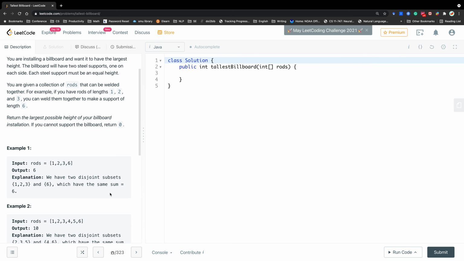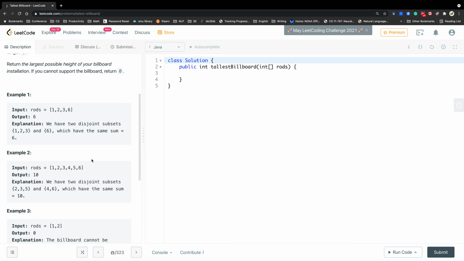We are given an integer array called rods, and we have to divide it into, actually not divide, because we do not need to use all the rods. We can leave some rods unused. So we just need to build two disjoint subsets which have the same sum, and we want to make the sum as large as possible.